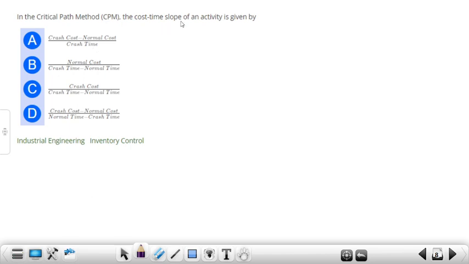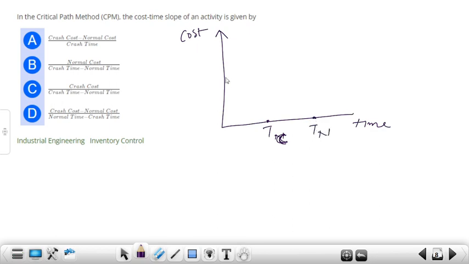Next, in critical path method CPM, the cost time slope of an activity is given by. This is cost and this is time. This is crash time, which will be lower than the normal time, and this is normal cost, and this is crash cost, which will be higher than the normal cost.